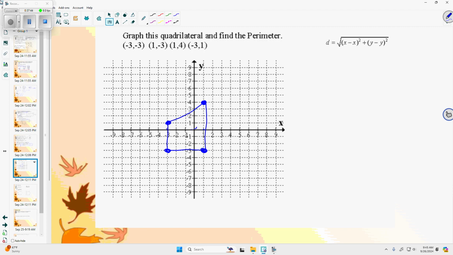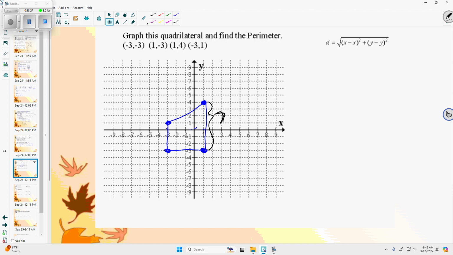If I want to find the perimeter of this shape, what do I need to know? The distance. I need to know how long the sides are. Are there sides on here that are pretty easy to count? Which sides can I just count? Okay, so the 1, 4, and 1, -3, I can just count how long that side is. Yep, you're up 4 and you're down 3. That's a total of 7.